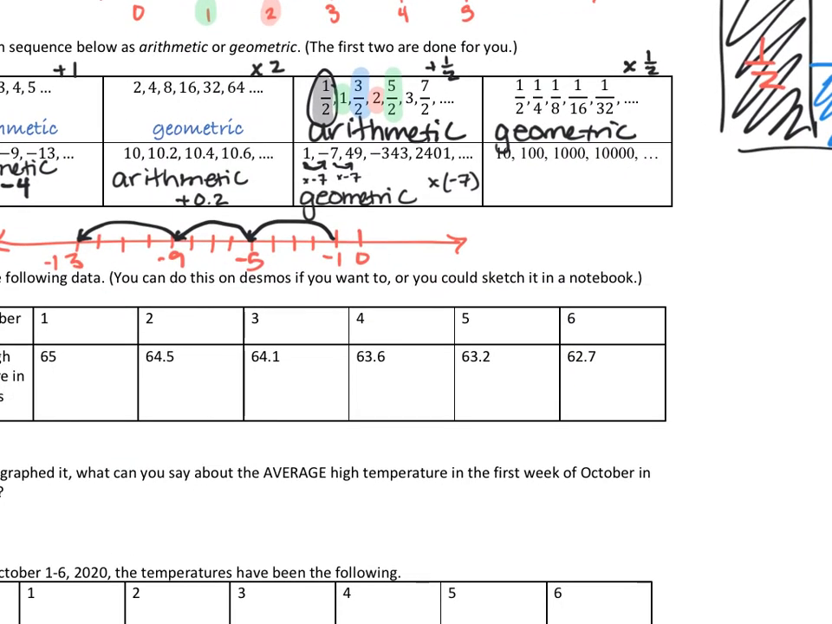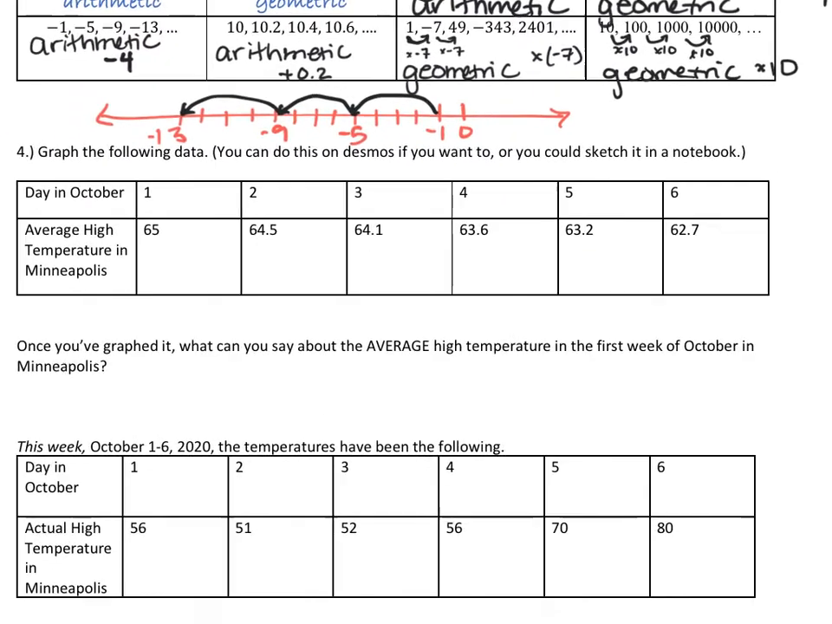Okay. Oh, and then here, we're just adding another 0 every time. That's like multiplying by 10, right? 10 times 10 is 100. 100 times 10 is 1,000. 1,000 times 10 is 10,000. So this is also geometric. And we are multiplying by 10. Okay, cool. Let me know if you have any questions about those.